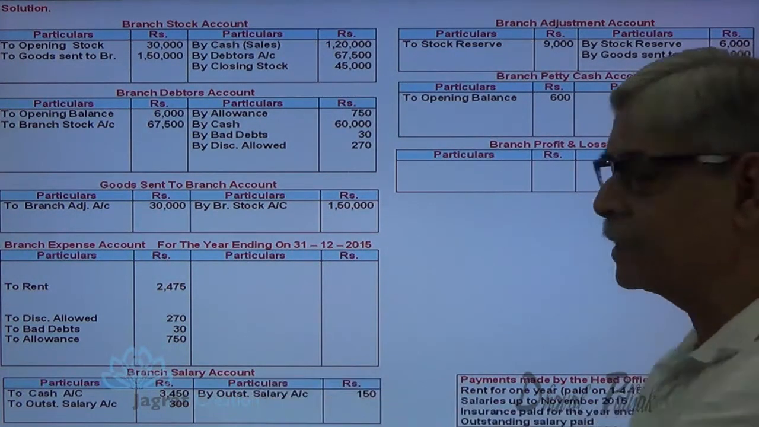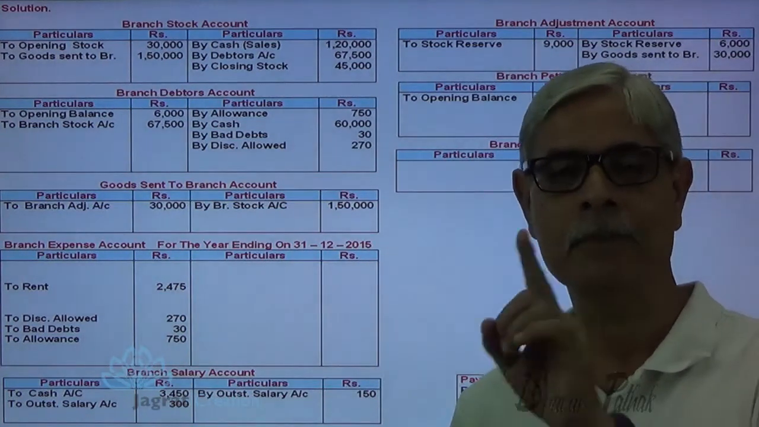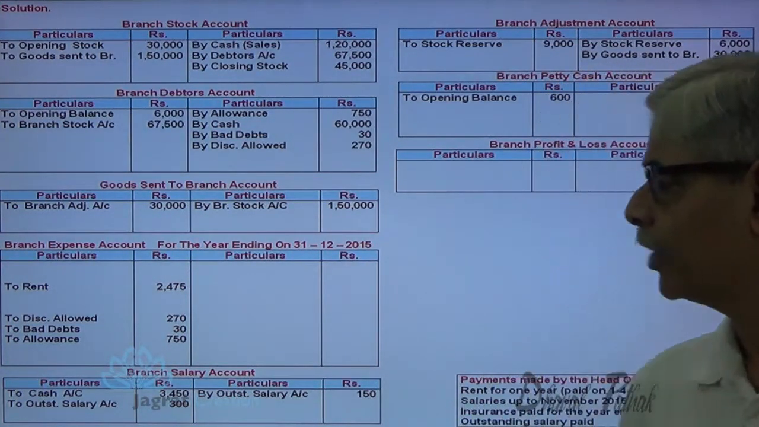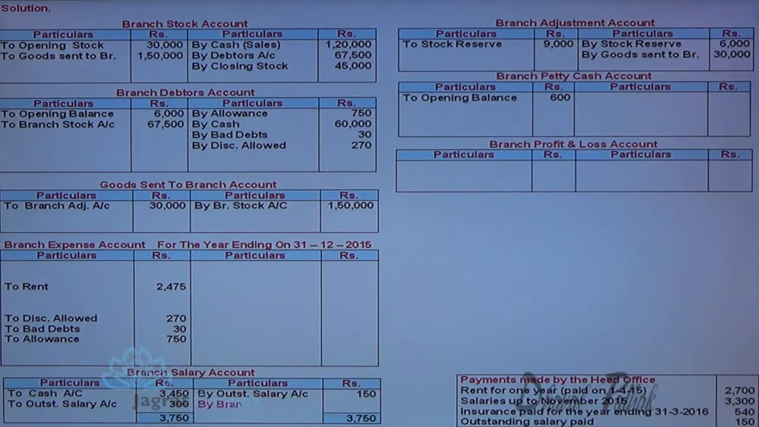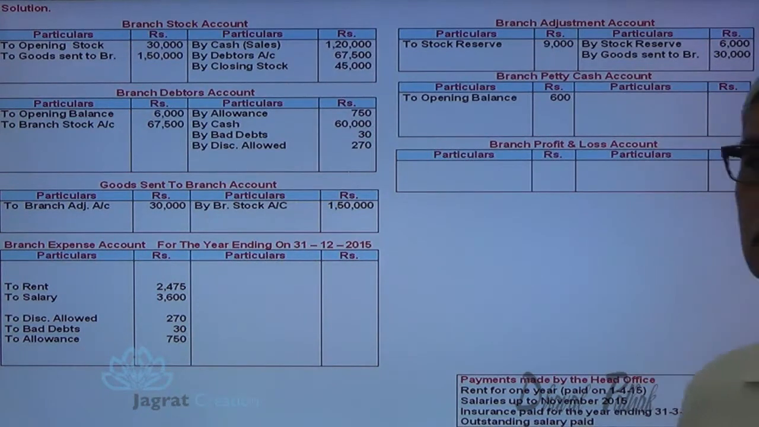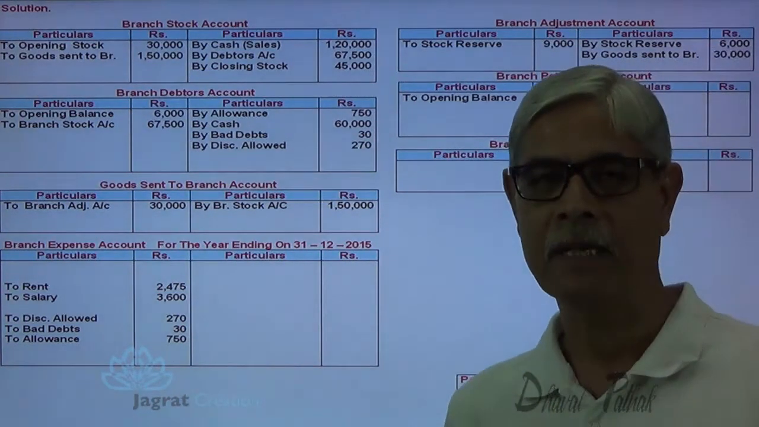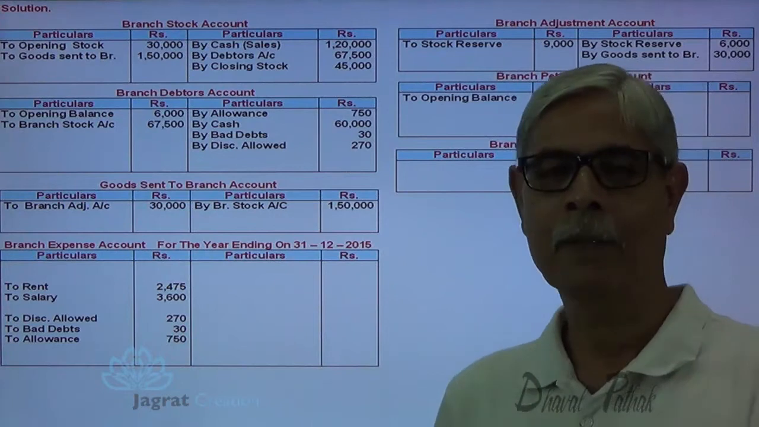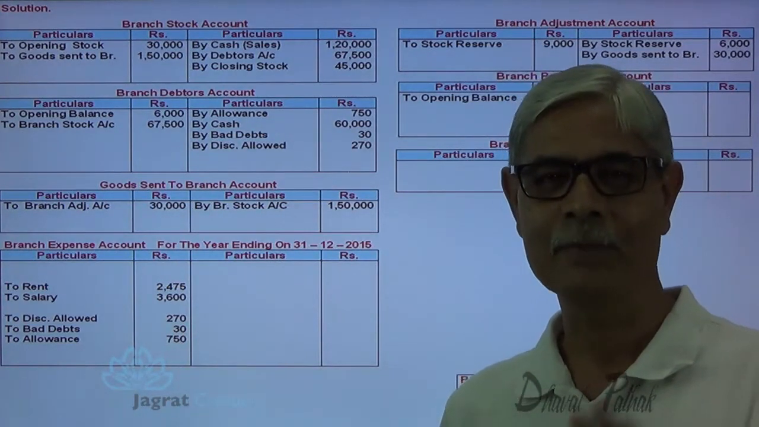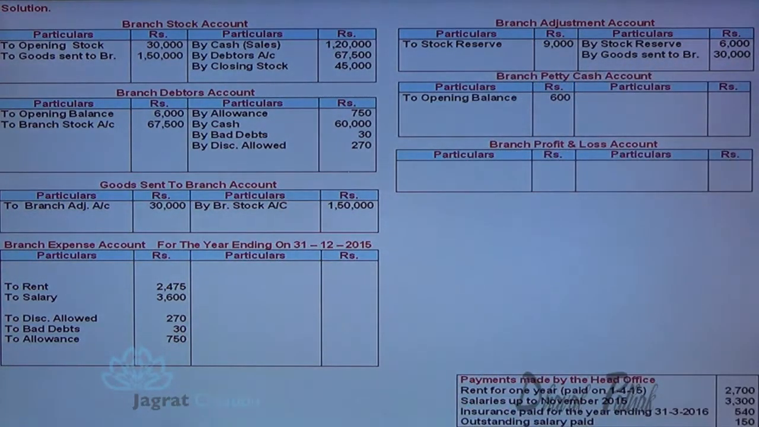Now the difference of this salary account is a salary expense of the branch for the current year that will be transferred to branch expense account. So, branch expense account debit to salary account credit. Now, this is how branch expense account is debited. Now, the purpose of salary account is done, so it is being removed. But I will show you at the end.